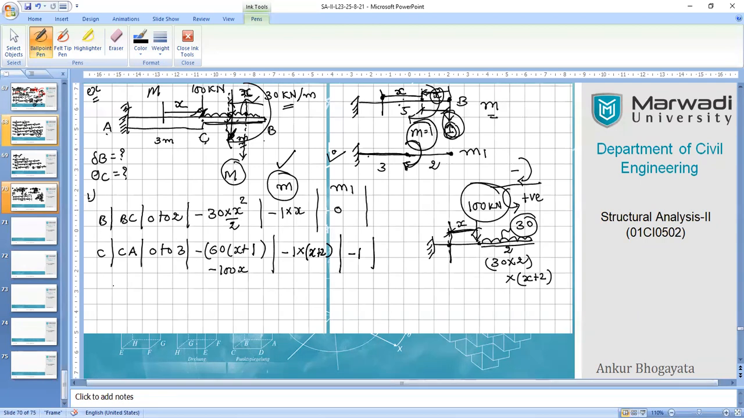Okay. So now let's put the values together. First job is to find out the delta B. So let's do it. Let's put the equation first of all.